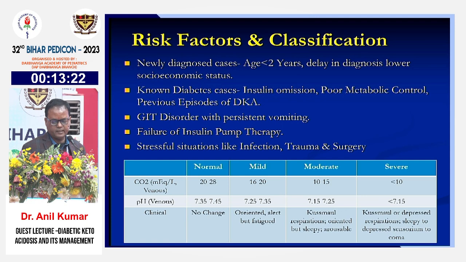But clinically, we know that in normal there is no change. While in mild cases of DKA, the patient will be oriented and alert, but fatigued. In moderate cases, there will be Kussmaul respiration, that is deep and rapid respiration, oriented but sleepy and arousable. But in severe cases, Kussmaul breathing is present, with depressed respiration, sleepy to depressed sensorium, and maybe in the comatose stage.